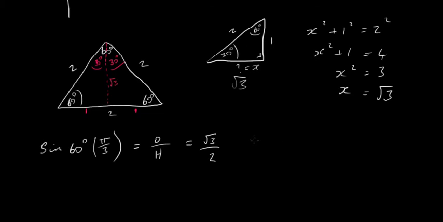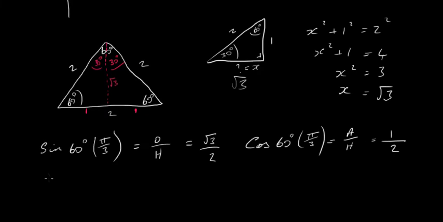What about the cosine of 60 degrees, or pi over 3 rather? The cosine of 60 degrees, we know, is the adjacent over the hypotenuse. So here's our 60 degrees. The adjacent is 1, and that's going to be over our hypotenuse, which is the longest side here, which is 2. So the cosine of pi over 3, or the cosine of 60 degrees, is simply 1 over 2.